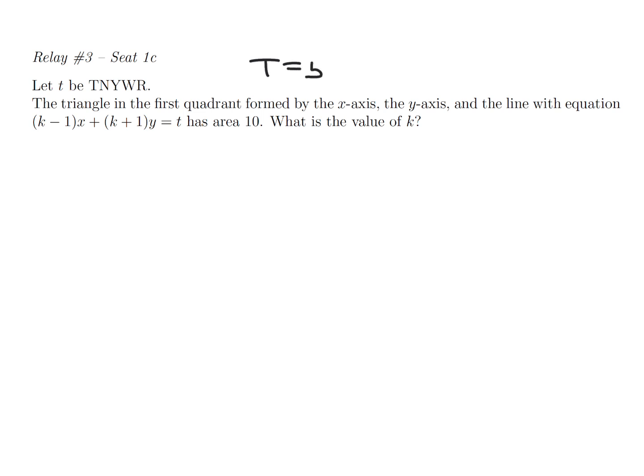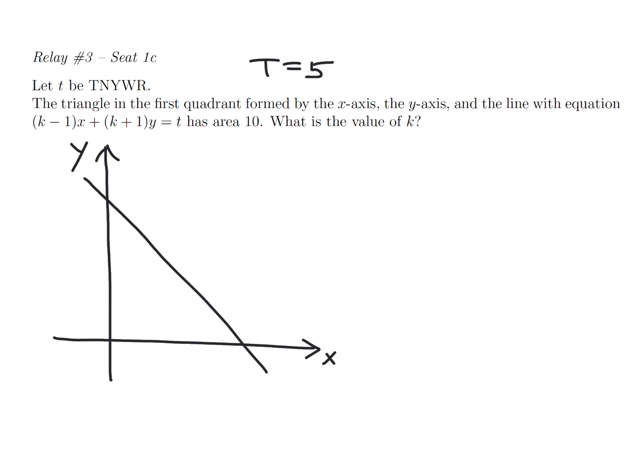T is equal to 5, the answer to the previous question. The triangle in the first quadrant formed by the x-axis and y-axis and the line k minus 1 x plus k plus 1 y equals t has an area of 10. What is the value of k? So here is your coordinate system. And we've got some line like that, right? So this point, we need to figure out.